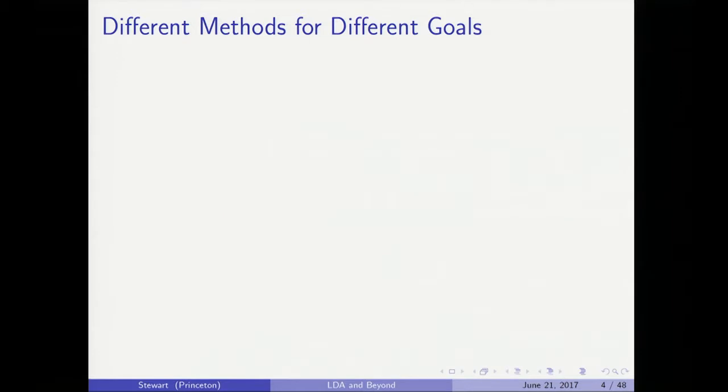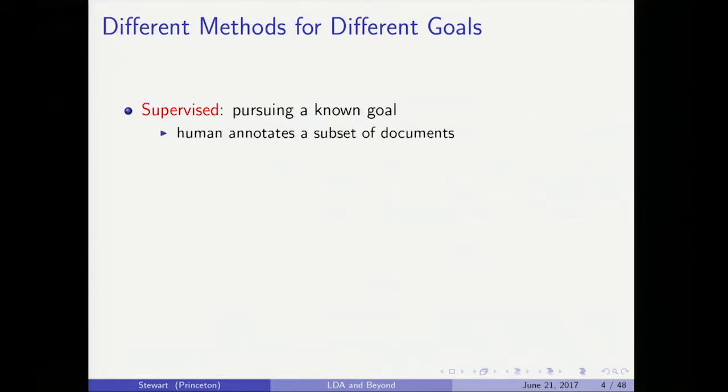So there's a couple of different types of methods that we want to understand. Supervised learning is, we might think of as pursuing a known goal. So the basic procedure is this. A human comes in and annotates a subset of documents, like a randomly sampled set of maybe a few thousand. And then the algorithm goes through and annotates the rest in the collection. So it takes what you've done on a few thousand documents and it extends it to, you know, the untold millions that you have access to.